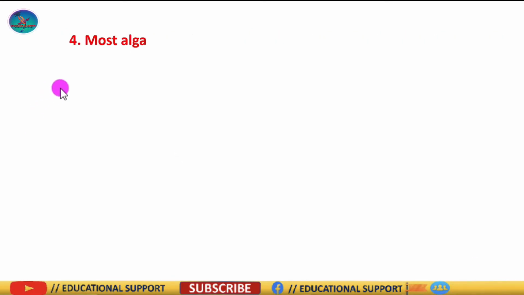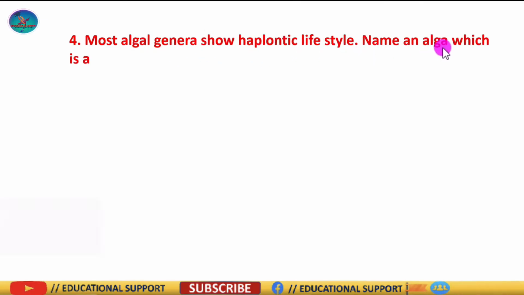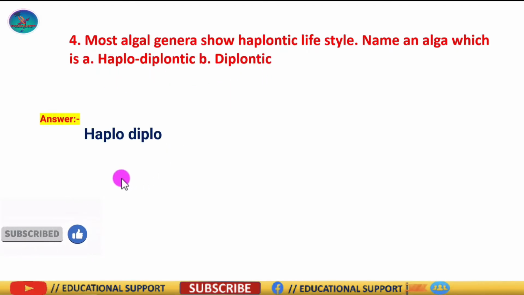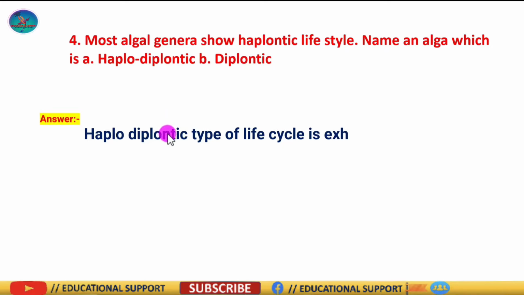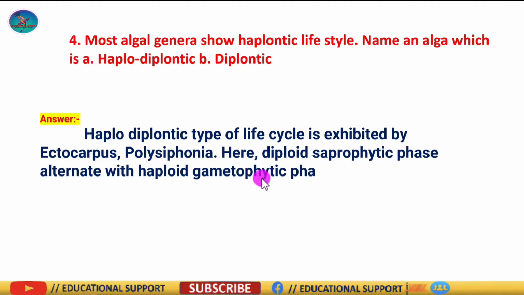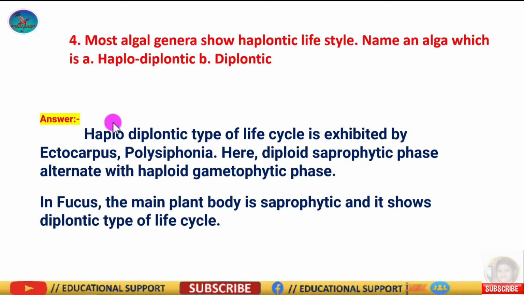Question number 4 is, most algal genera show a haplontic life cycle. Name an alga which is haplodiplontic and diplontic. So the haplodiplontic type of life cycle is mainly found in Ectocarpus and Polysiphonia. Here the diploid sporophytic phase alternates with the haploid gametophytic phase. And the diplontic life cycle is mainly found in Fucus. So here the main plant body is sporophytic.